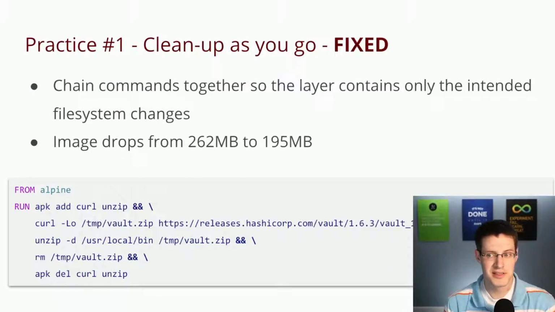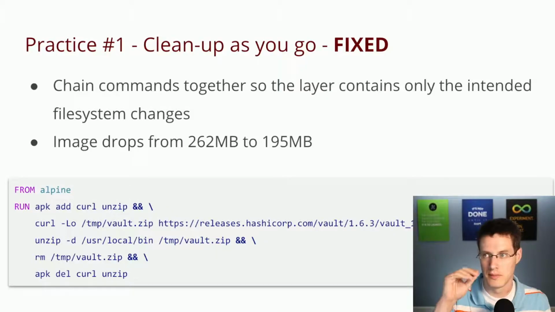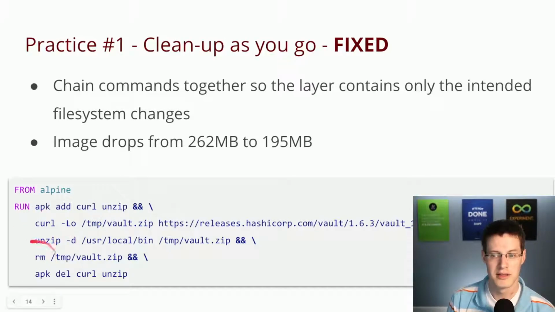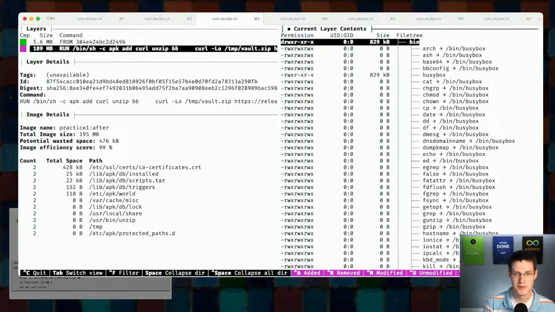So by chaining the commands together, think of the file system: if I make all the changes within the same command, then the final set of changes that occurs within this run command is minimized. If I add curl and do everything and then remove everything, by the time this run command is done, the file system never has curl and unzip installed, doesn't have the Vault zip, etc. And so it's a much tighter image. And if I jump back over to Dive, this confirms that.